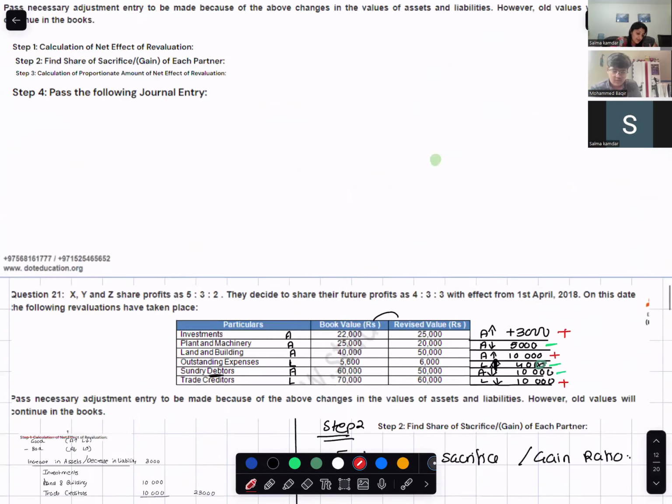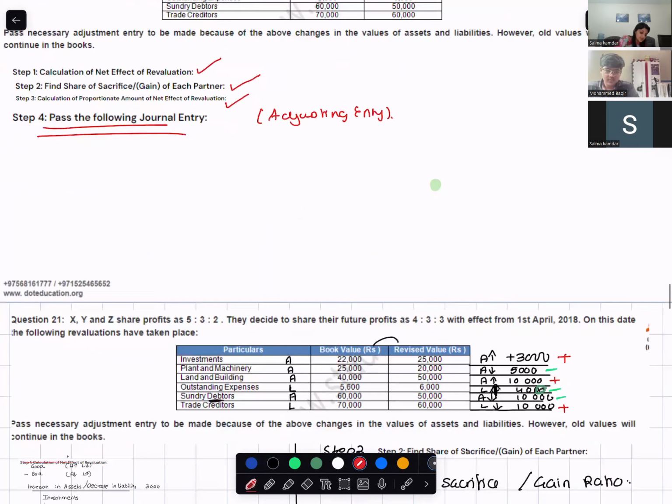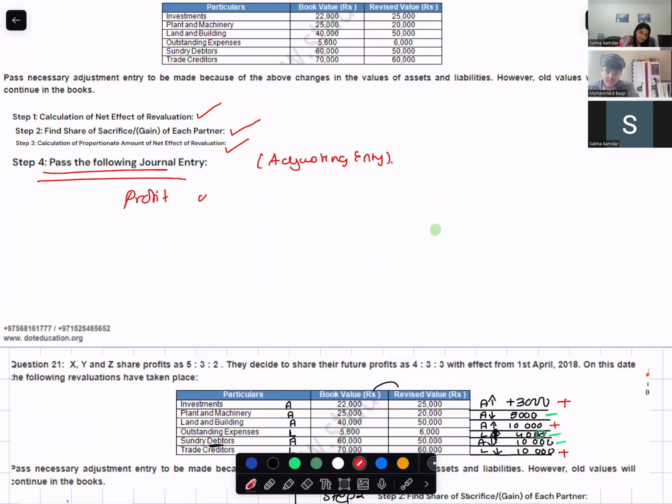So we first calculated the net effect of revaluation. Then we found the share of sacrifice and gain. Then we found the proportionate amount of net effect on revaluation. Now we will pass the adjusting entry, that means step number 4. Since we have a profit on revaluation, it would be gaining partner debit, sacrificing partner credit.